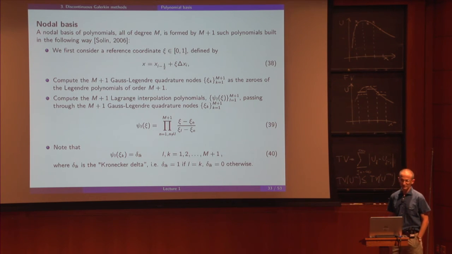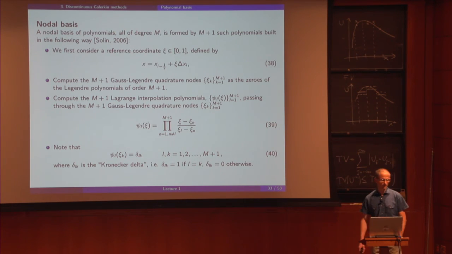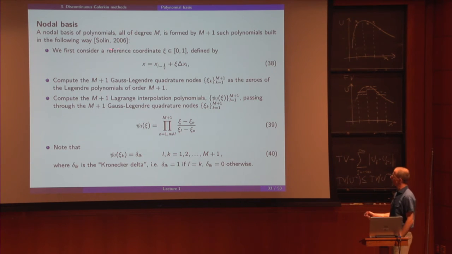Another possibility, alternative to the modal basis, is represented by this nodal basis, which is actually what we will see in the code on Thursday. So in this case, we still have fixed the degree of the polynomial to m, and there are m plus 1 such polynomials, but all of degree m. It is not hierarchical. How do we build it?